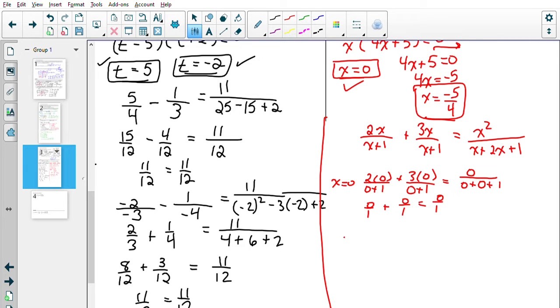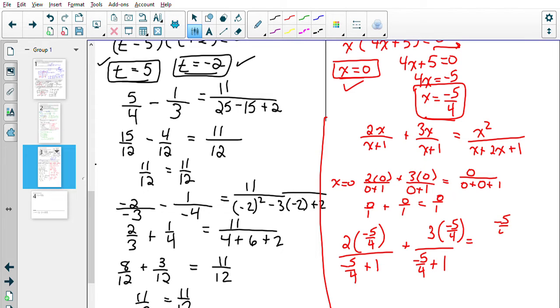Okay, so 2 bracket negative 5/4 over negative 5/4 plus 1, plus 3 bracket negative 5/4 over negative 5/4 plus 1, equals negative 5/4 squared over negative 5/4 squared plus 2 bracket negative 5/4 plus 1. Woo! It's going to be fun.